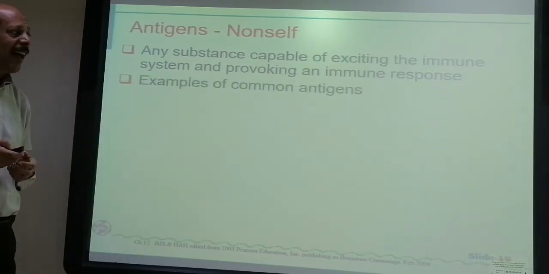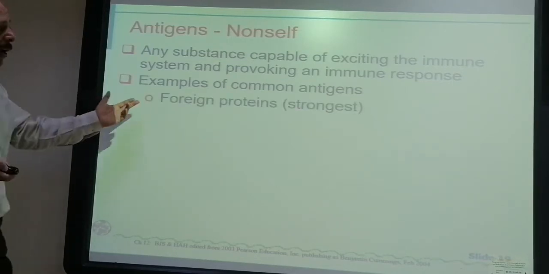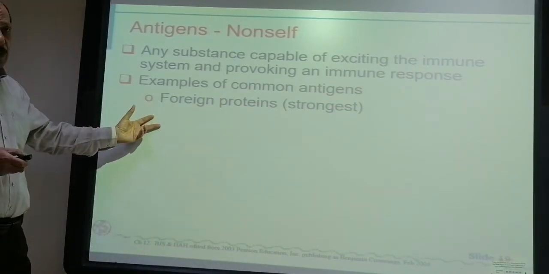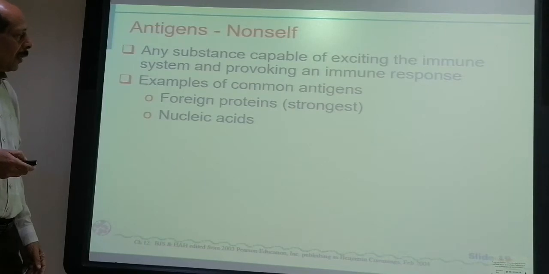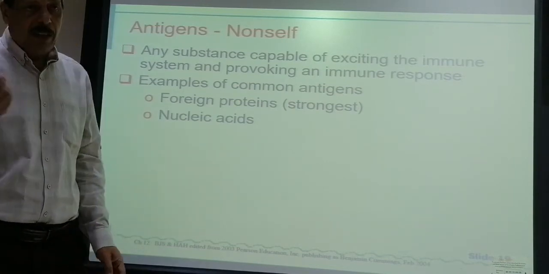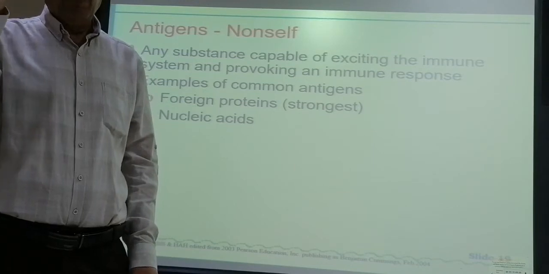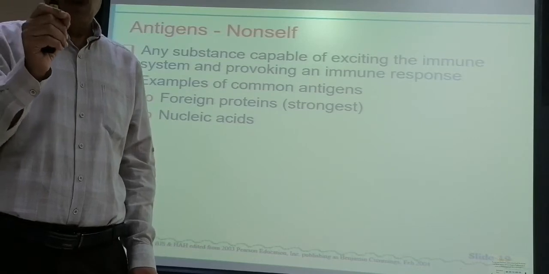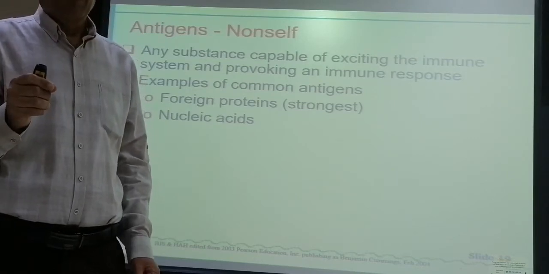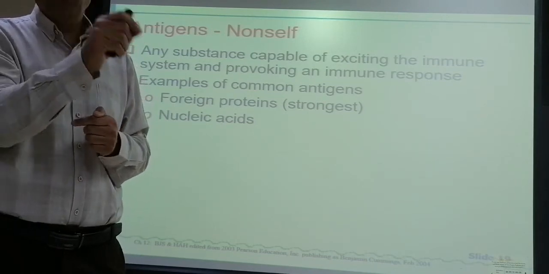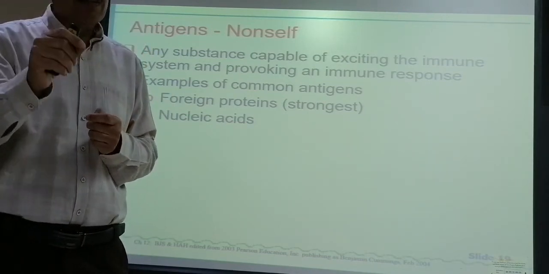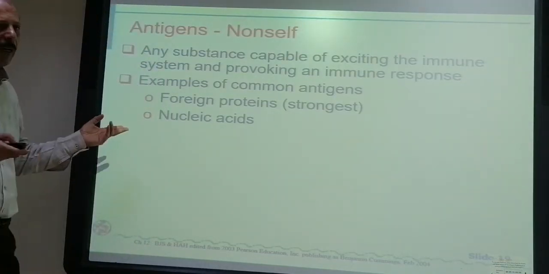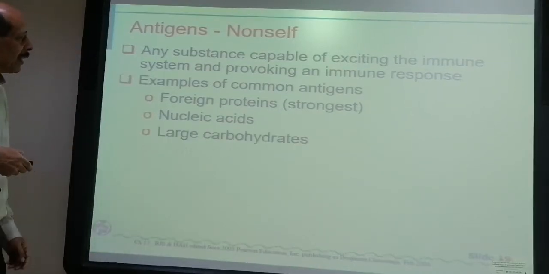Examples of common antigens. We have foreign proteins, which are the strongest ones. Even for bacteria and viruses, in preparing a vaccine, they sometimes prepare some of the protein which is present in those cells. So the body will form antibodies against those proteins. So whenever this bacteria or virus comes inside, it will be attacked by the antibodies which were formed.